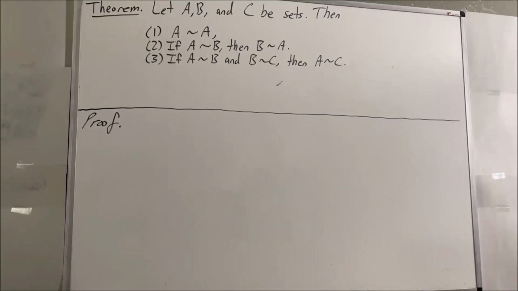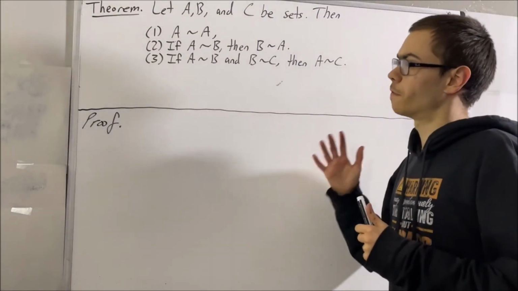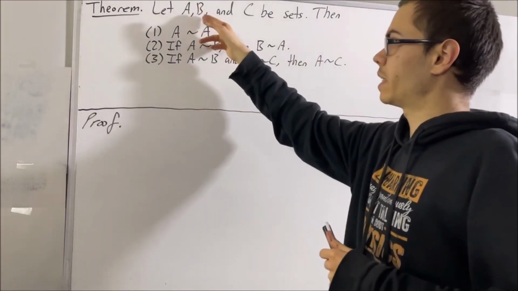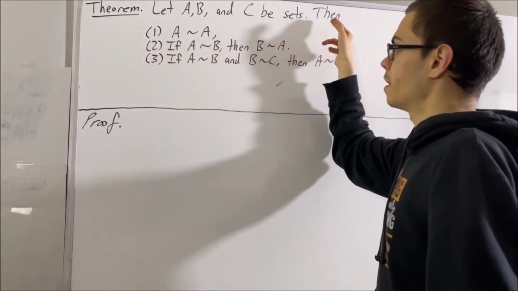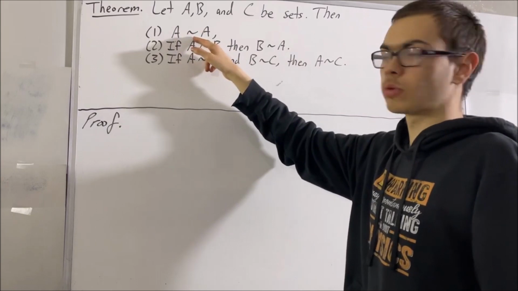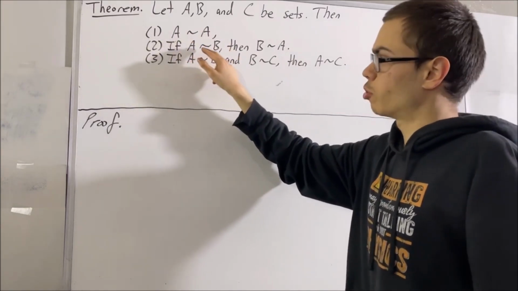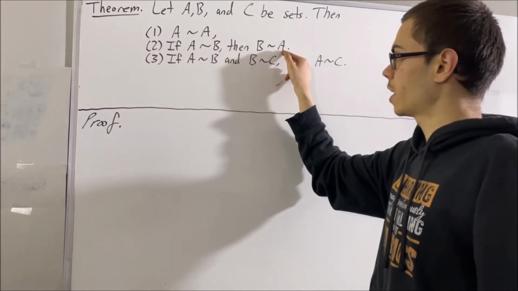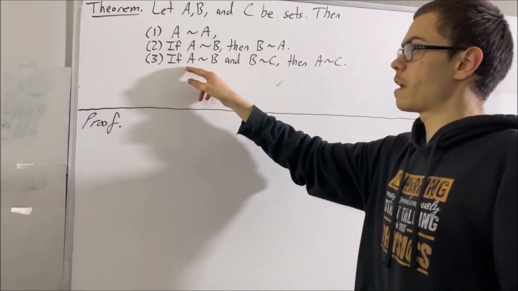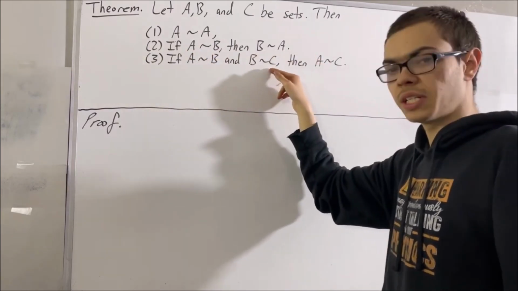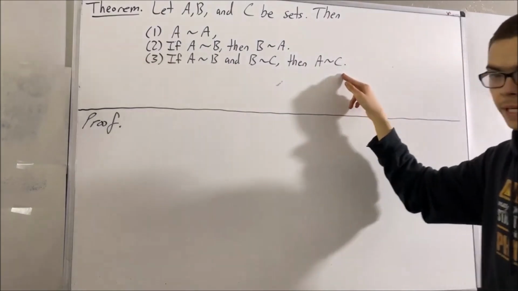Hello! In this video, we are going to prove the following theorem. Let A, B, and C be sets. Then, A is equinumerous with A. If A is equinumerous with B, then B is equinumerous with A. And if A is equinumerous with B and B is equinumerous with C, then A is equinumerous with C.